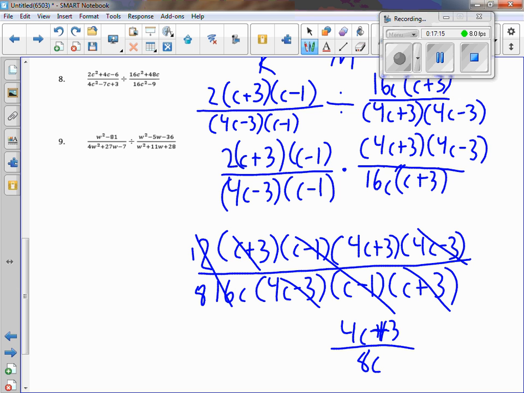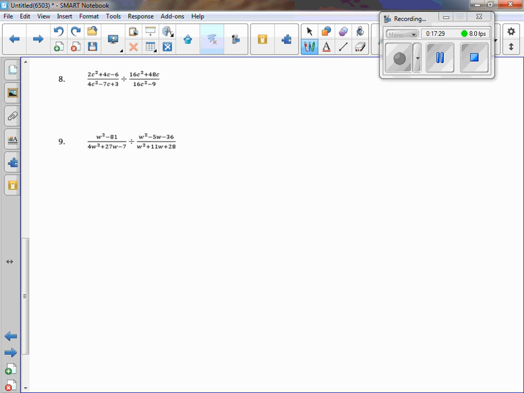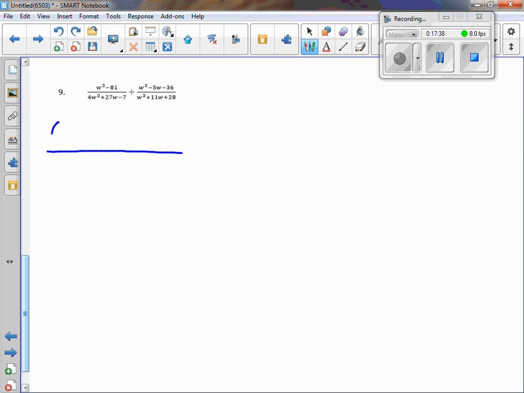Again, I'm going to erase this in order to create room for number 9. If you need to hit pause for a second in order to copy the rest of this down, feel free to do so. I'll give you a second to do that. Okay, so number 9. Again, factor everything. So the top piece is a difference of perfect squares. We get w plus 9, w minus 9. The bottom is a rainbow method. We get 4w minus 1 and w plus 7. Again, part 2 has plenty of rainbow method practice.